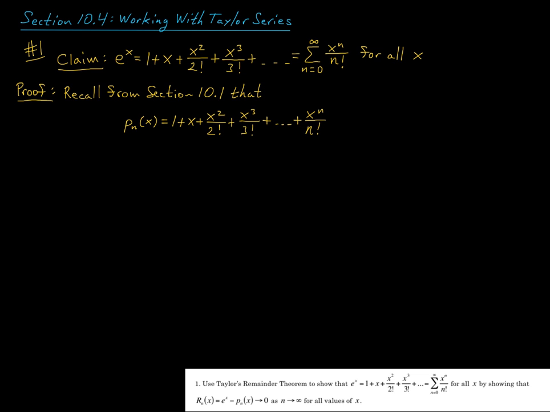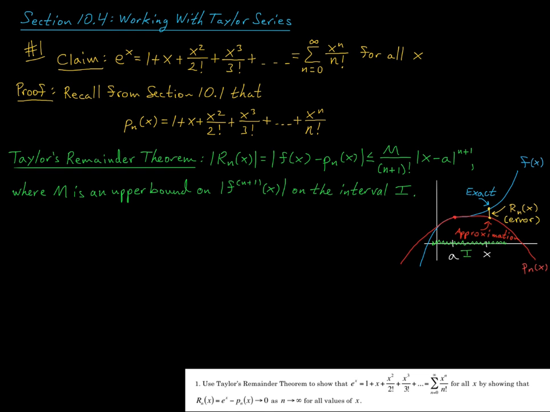So first, recall from section 10.1 that Pn of x, the nth Taylor polynomial of e to the x, centered at a equals 0, is equal to 1 plus x plus x squared over 2 factorial plus x cubed over 3 factorial and so on, up until we get to the degree n term, which is x to the n over n factorial. Okay, now our job is to show that the limit as n approaches infinity of Pn of x is equal to e to the x. And we're going to do that using Taylor's remainder theorem.